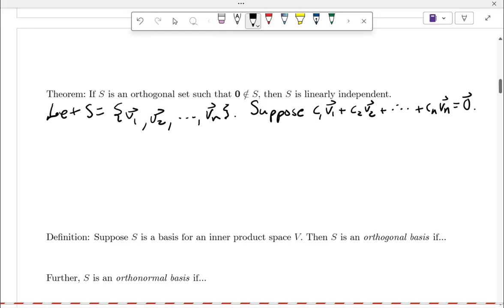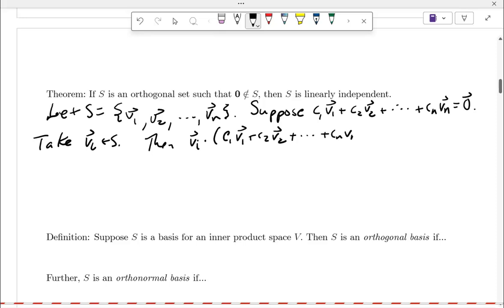So here's what we're going to do. We're going to take any v sub i in S. Then we would have v sub i. I'm going to use the dot notation. Technically, I should use the inner product notation, but it's a pain to write. So C1 V1 plus C2 V2 plus Cn Vn equals Vi dotted with 0. But what did we say? Anything dotted with a 0 vector is 0, right? So I'll get the number 0 here.